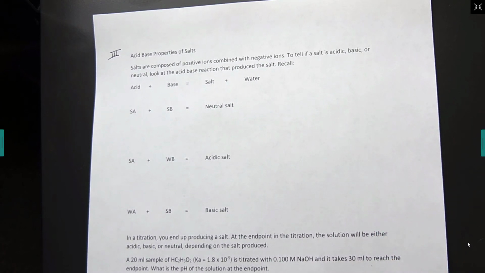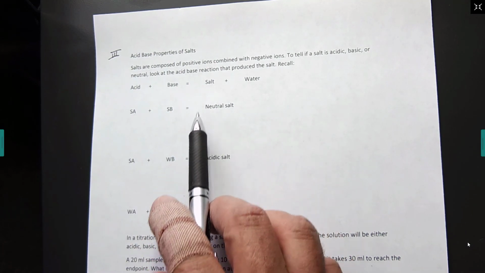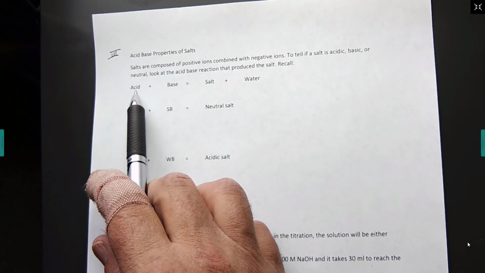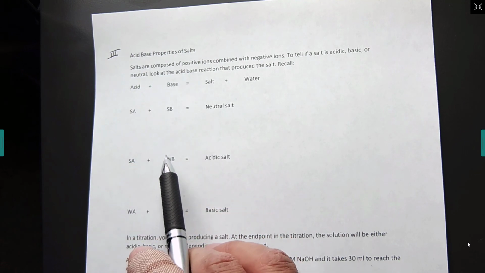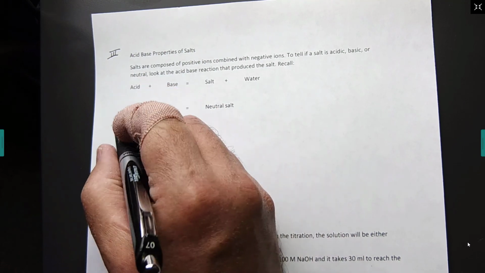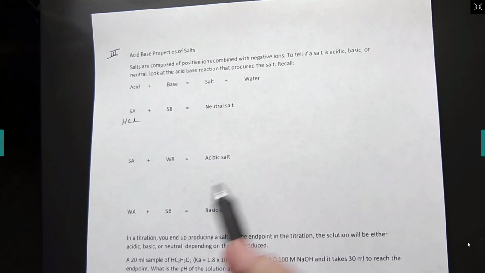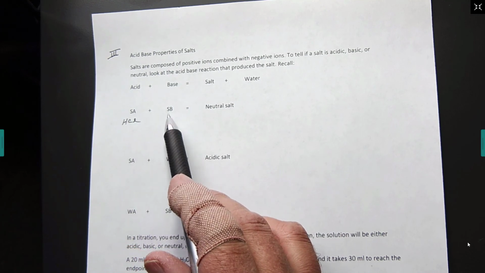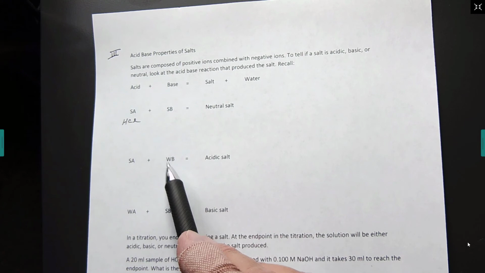One way to do it is to try and picture the acid-base reaction that produced the salt. Any salt can be pictured as coming from an acid and a base. So, let's say you took the strong acid, hydrochloric acid. In this analysis, SA stands for strong acid, SB strong base, WB weak base. You get the picture.